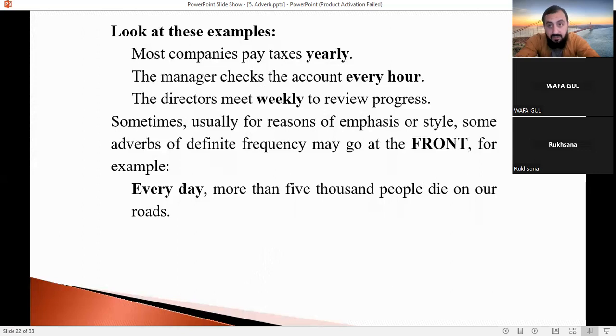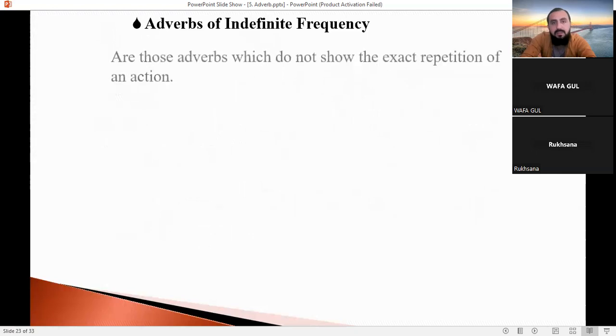Why do they put every day before? Sometimes for emphasis, adverbs of definite frequency can be used at the beginning of sentences, sometimes, not usually. For example, every day, more than 5,000 people die on our roads, right? The normal sentence would be more than 5,000 people die on our roads every day. But for emphasis, you can use it at the beginning as well. But there must be a comma. Daily comes here just for emphasis.